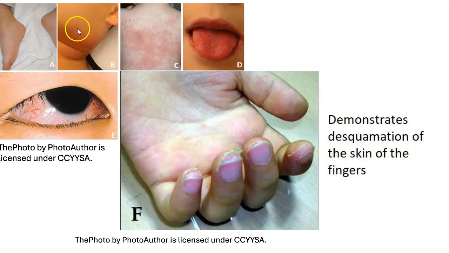These are some signs and symptoms of Kawasaki's. These are swollen lymph nodes, rashes, swollen or irritable tongue, redness of the eyes, and desquamation of the skin and the fingers.